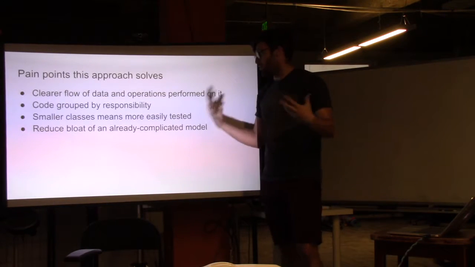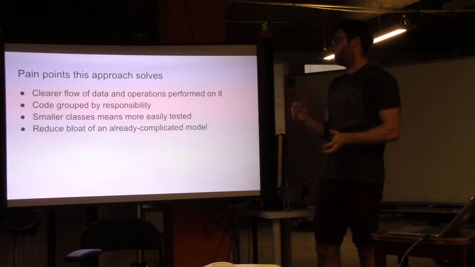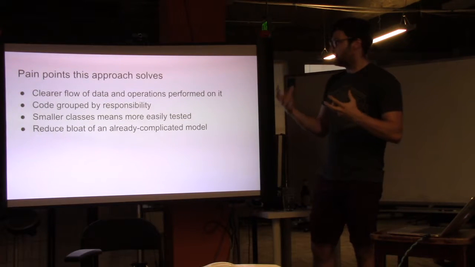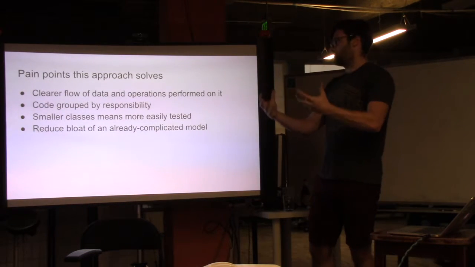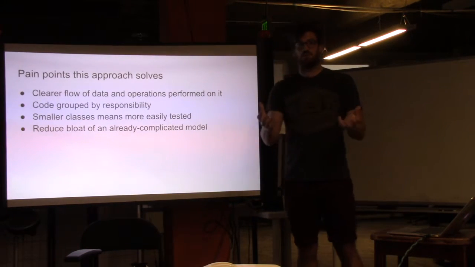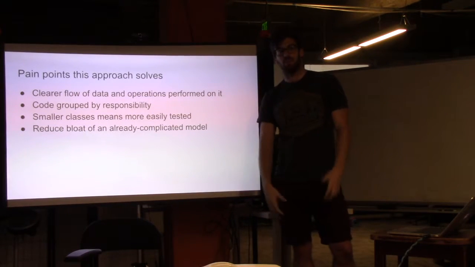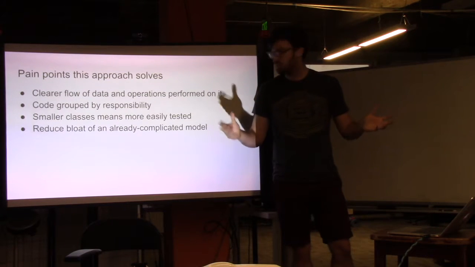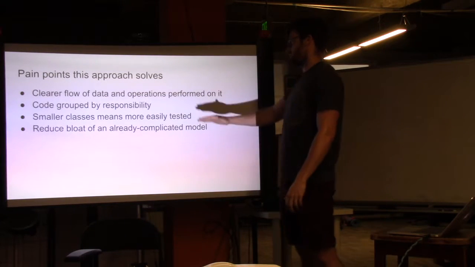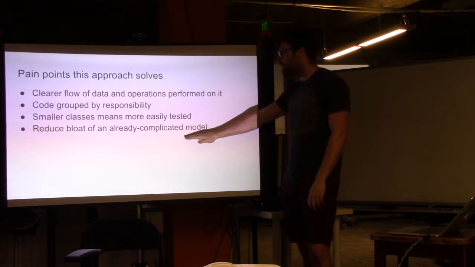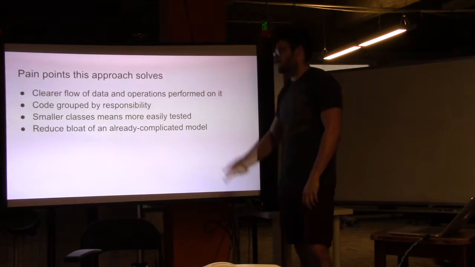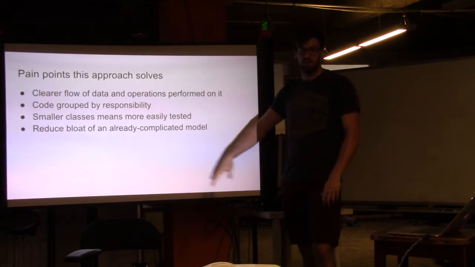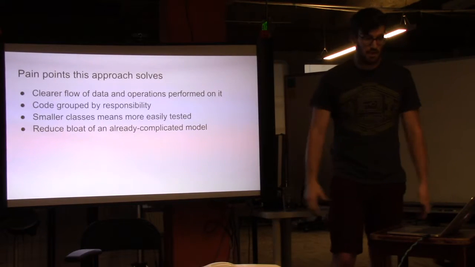Code grouped more by responsibility means that hopefully the naming of the classes and the operations those classes perform is a little more intuitive because it's very clear what these classes are supposed to be doing. The classes are also smaller, which means they're more easily tested. And also we can cut down a lot of the bloat of that complicated model that we had in the mentor profile class.